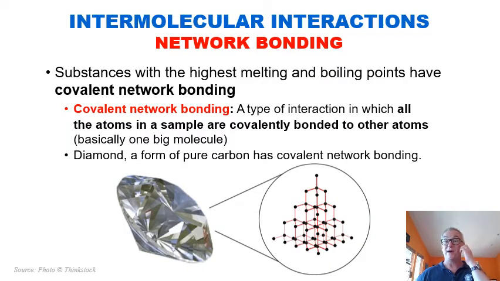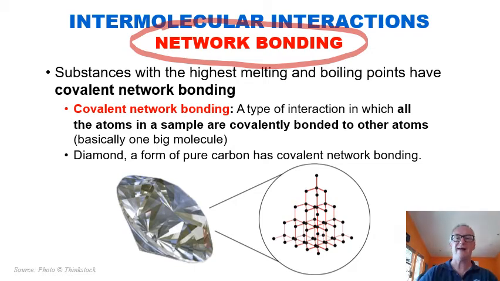Now, one of the very strongest interactions that we don't really talk about, because it's not really an intermolecular interaction as much as an intramolecular interaction, because it's inside a molecule, is something called network bonding, or covalent network bonding. And that is some of the instances where every single atom in a single molecule is connected to each other. And the most given example, the example that is explained the most, is diamond.